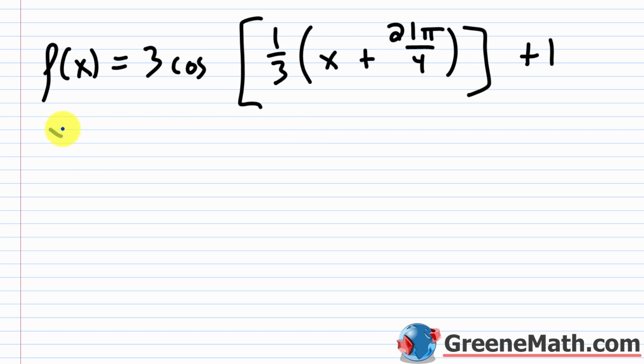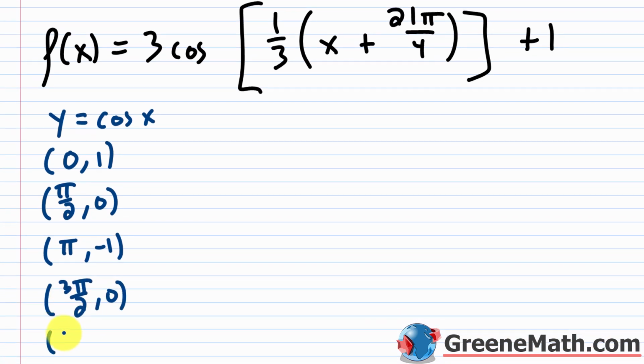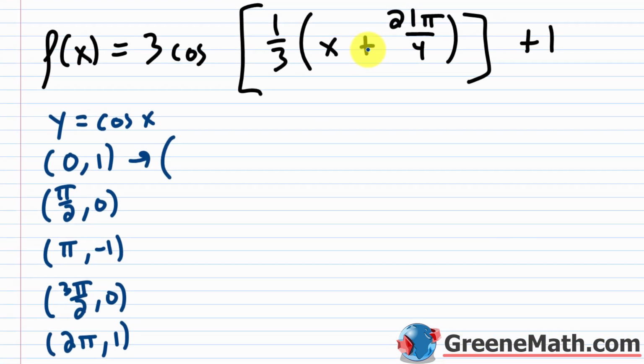So what I'm going to do is write out y equals the cosine of x, and we'll say that we have a point which is 0, 1. We have a point which is pi over 2, 0. We have a point which is pi, -1. We have the 3 pi over 2, 0, and then we have 2 pi, 1. So we know these points already, and all we're going to do is think about, first, what is the phase shift? So the phase shift is minus 21 pi over 4.